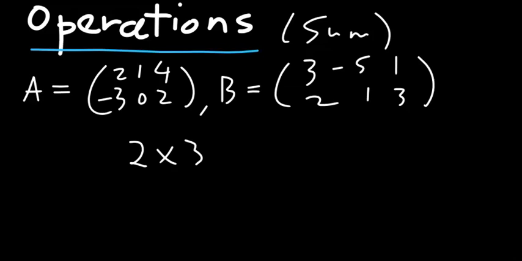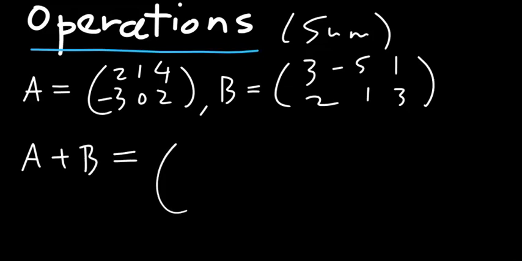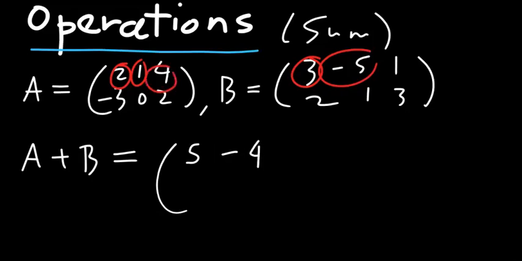In summation, or summing up two matrices, it's important that the two matrices you're summing have the same order. So let's try to figure out what A plus B is. That's pretty simple. All you have to do is sum up an element with the corresponding element of the other matrix. So in this case, 2 plus 3, that is 5. Then 1 plus minus 5 gives you minus 4, followed by 4 plus 1, which is 5.